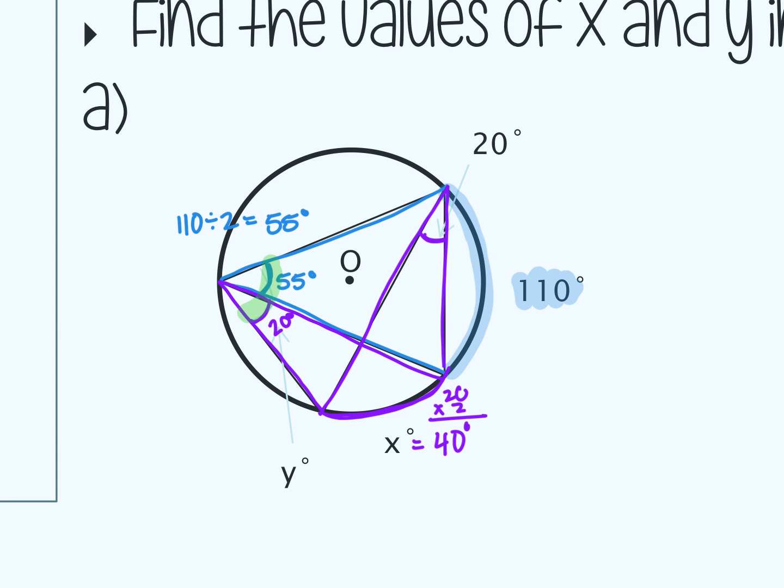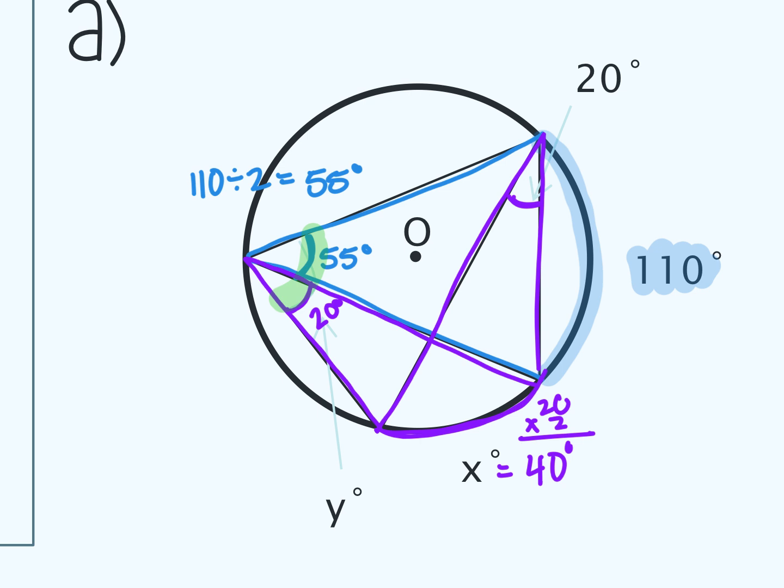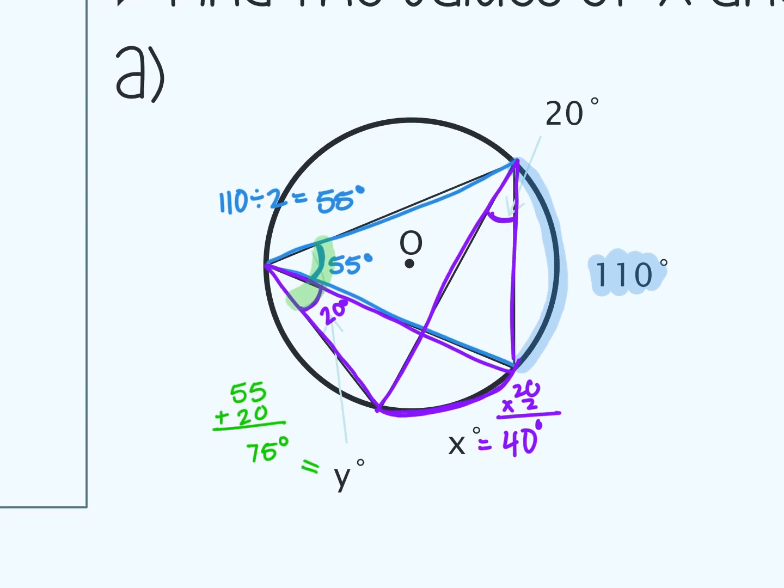How would I find y? Add 55 and 20. So 55 plus 20, what would I get for y? Good, 75 degrees for y. Okay, you could also look at it if you want. You have the entire arc here, this entire arc. You could then divide it by 2 to find your angle. There's quite a few ways to find information on here.